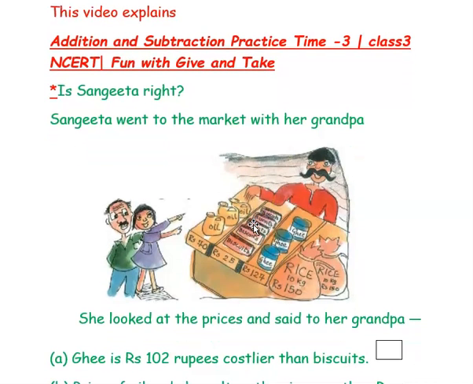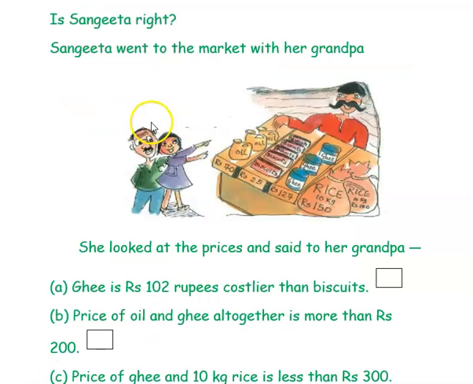In this video, we are going to see a few examples of word problems about addition and subtraction. The question is: is Sangeeta right? Sangeeta went to the market with her grandpa. In the market, she looked at the prices and said to her grandpa.